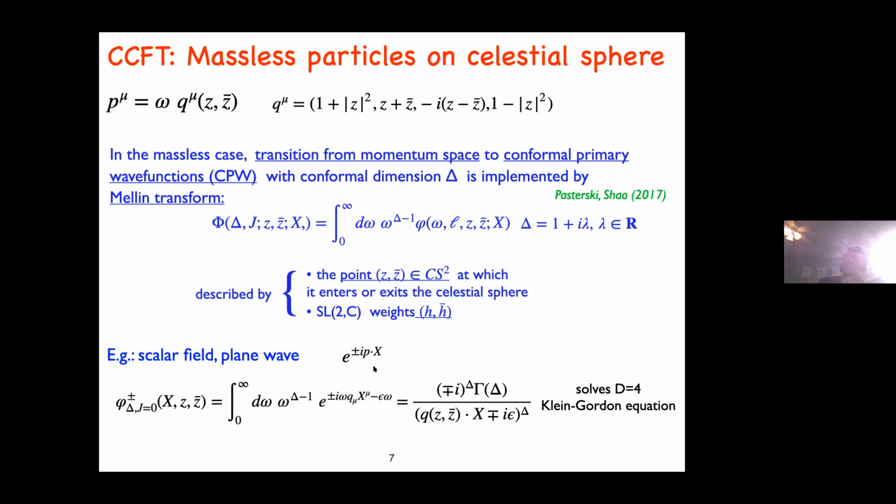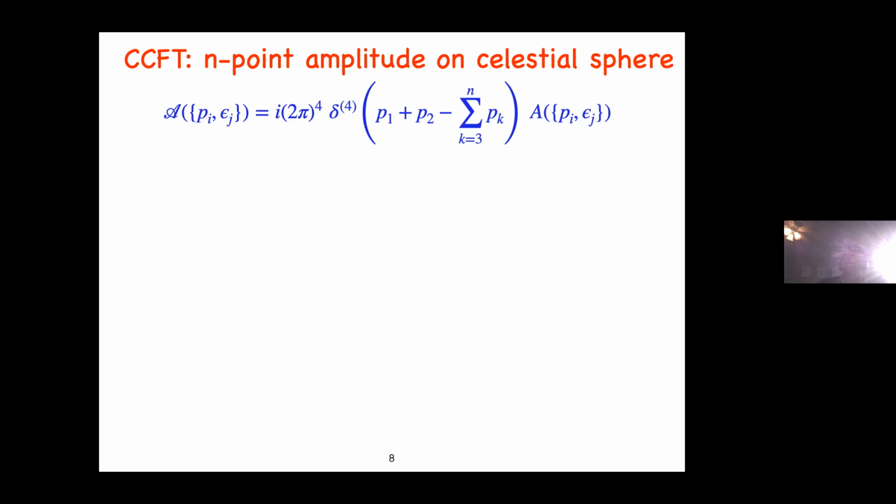So, an example: a scalar field described by a plane wave. You can make a Mellin transform and you arrive at this expression. You can check that it transforms exactly with conformal weight delta under the SL2C, which is the global conformal group. And of course, this is a spin J wave function. It moreover definitely solves the Klein-Gordon equation. This is a superposition of plane waves. Okay, so this is just another wave packet. Instead of using plane waves, we use different wave packets that have nice properties.